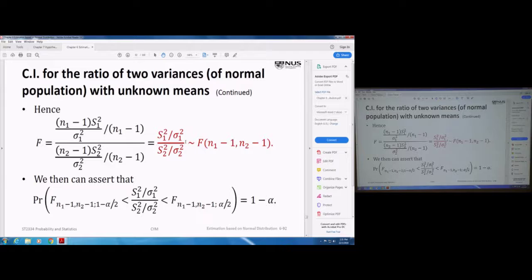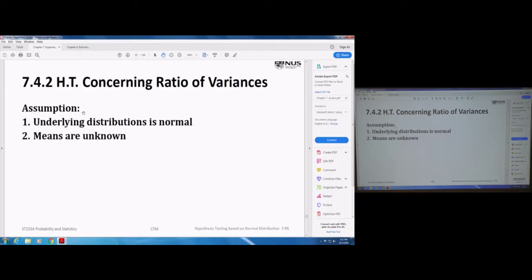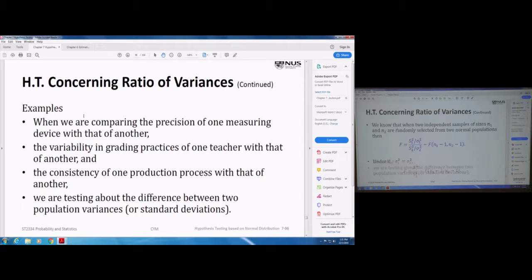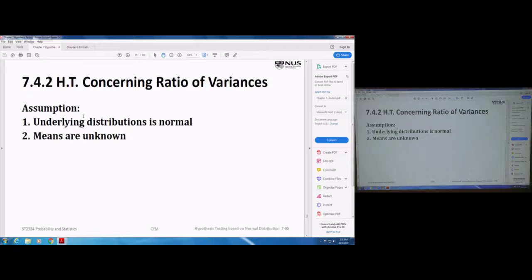In fact, we did see it this week, yesterday. So based on this fact, we're going to derive a hypothesis test. The underlying assumption is the same situation I've just described to you: the underlying distributions are normal, independently. You don't know the means. You're concerned with constructing a hypothesis test with respect to the ratio of the variances.